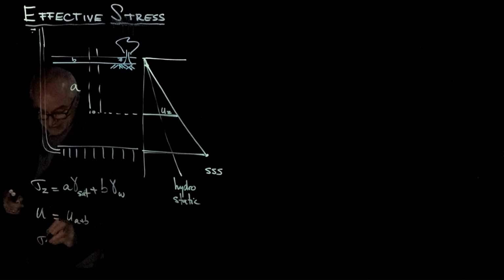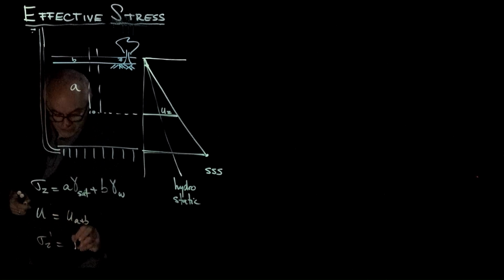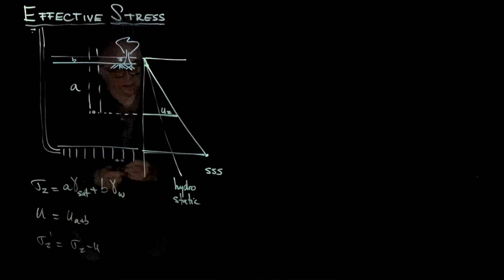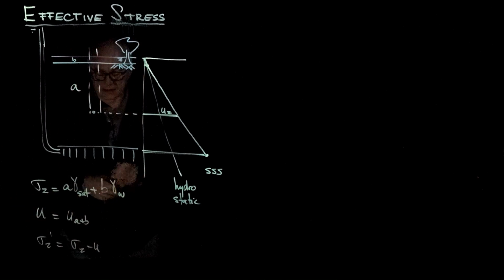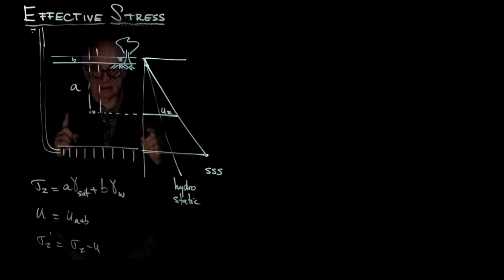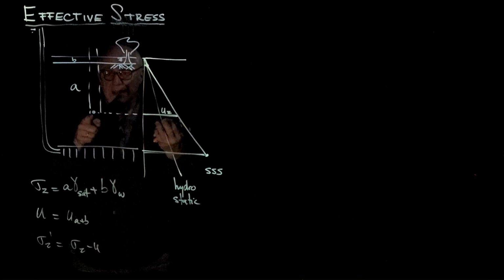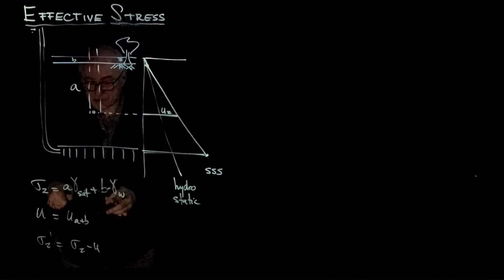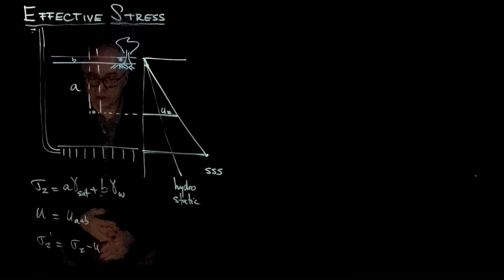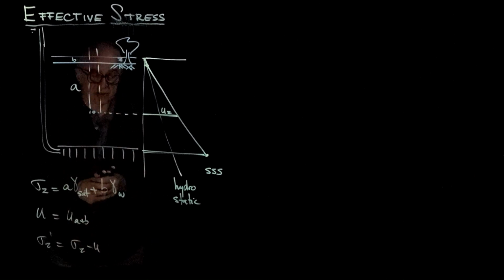And then the effective stress will be equal to sigma Z minus U, as we have done in previous cases. So recognize that in this situation, the pore pressure is going to be higher at the point. Therefore, the effective stresses are going to be lower because of this Artesian pressure.